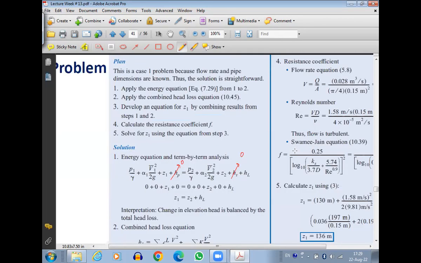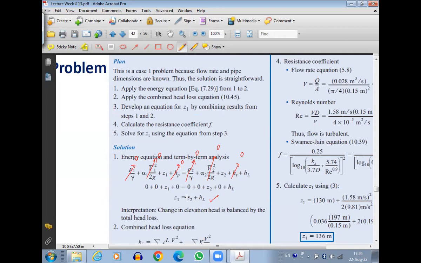Okay, so let's come here. The velocity V1 will be considered 0. Velocity V2 will be considered 0. Gauge pressure P1 will be 0. Gauge pressure P2 will be 0. So our energy equation becomes what? Z1 equals Z2 plus HL. All of the other terms become 0. So this becomes our energy equation.